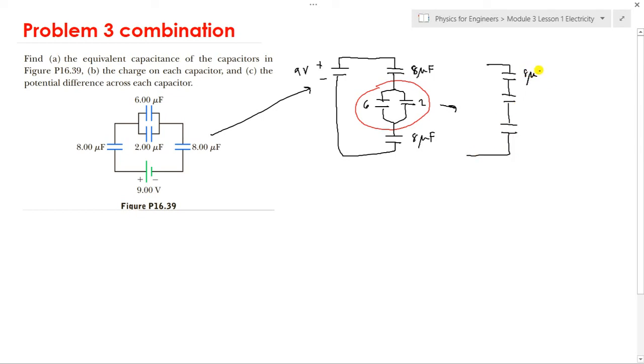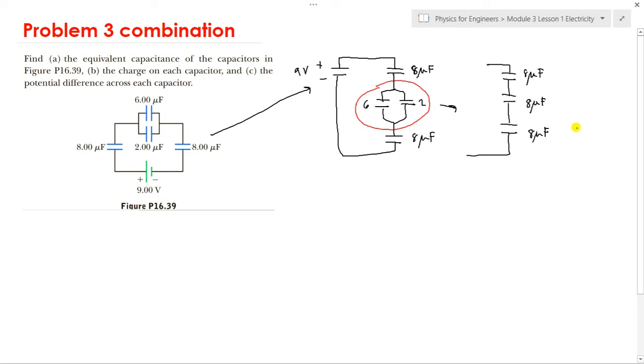Okay, so this one is our 8 microfarad. Since both of them are in parallel, for a parallel connection, the capacitance just adds the two capacitances. So 6 plus 2 is 8. This would be 8 microfarad. This one is 8 microfarad. So we have three 8 microfarads arranged in series.